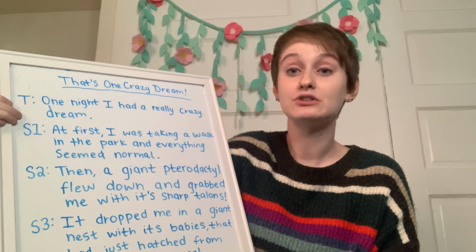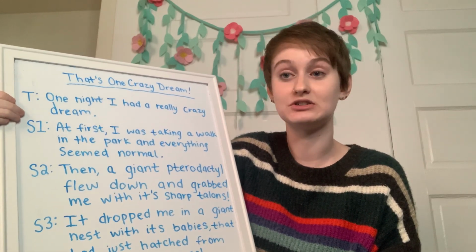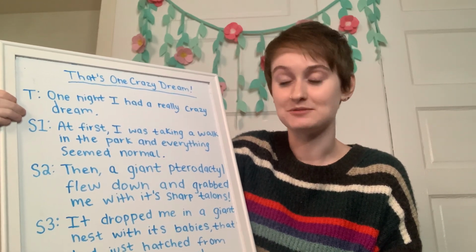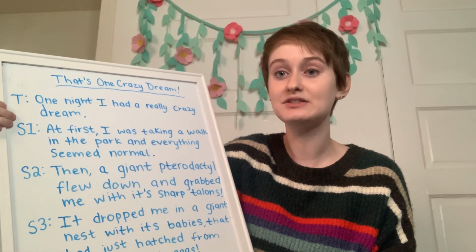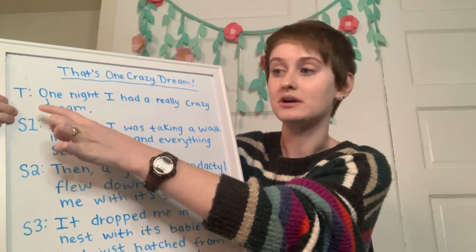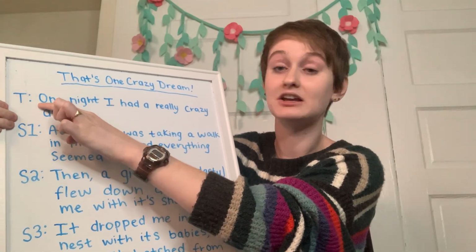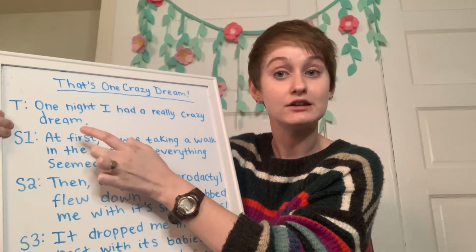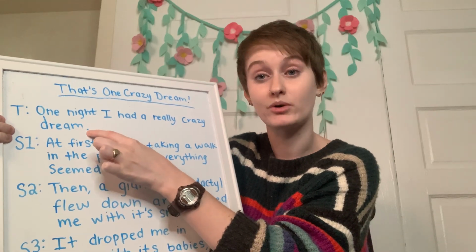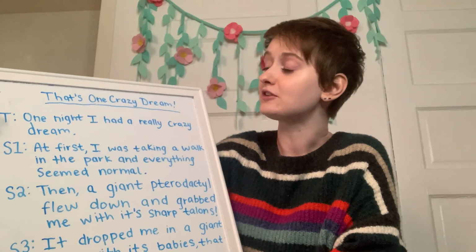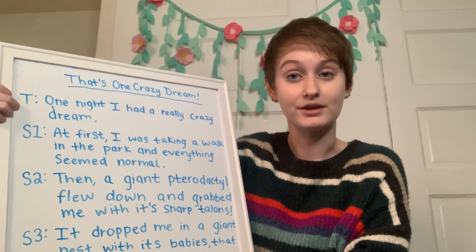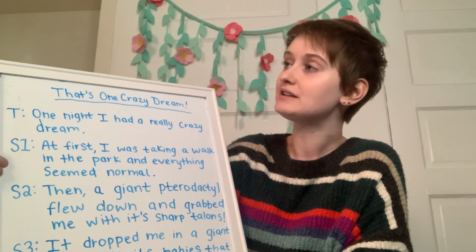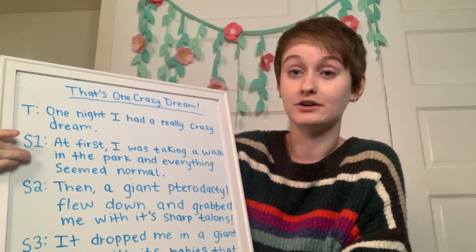And so a good way to introduce the topic of the dream is just to say something along the lines of, "One night I had a really crazy dream." So that's what I wrote for my topic sentence. And you'll notice that as always, I put a capital O because it's the beginning of a sentence. And I ended my sentence with some punctuation because we always put either a period, a question mark, or an exclamation point at the end of our sentence. So that's my topic sentence, which just lets the reader know that this paragraph is going to be about my crazy dream. So then we are going to have our first detail sentence.